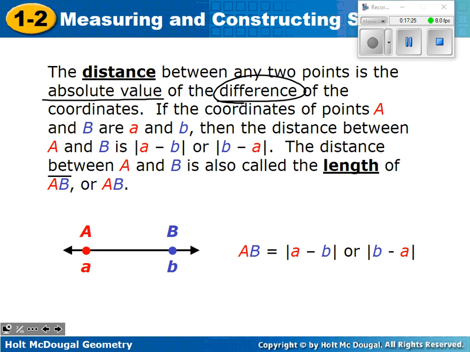So you could say the distance from A to B is equal to the absolute value of 1 minus 3. What's 1 minus 3? Negative 2. And the absolute value makes it positive 2, okay?